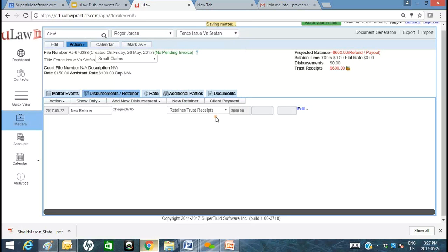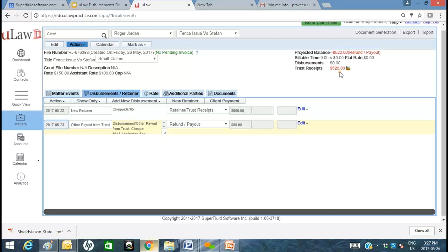Okay? If you notice, the trust receipt would now decrease by that $80, reflecting $520. So you did not have to raise an invoice, you didn't have to collect the payments, or you didn't have to do any trust transfers. It was just money in trust, out of trust.